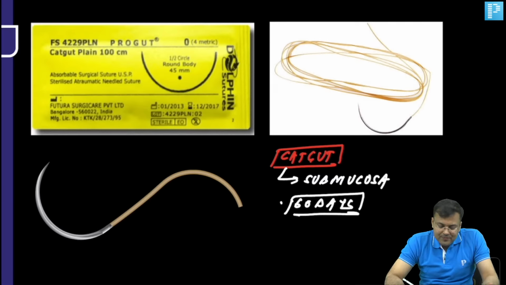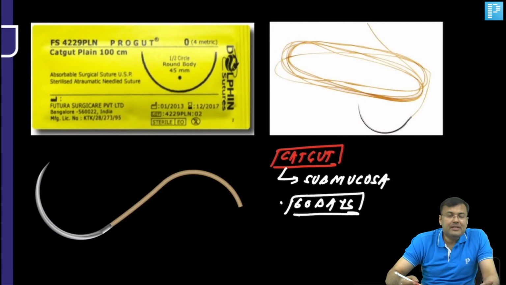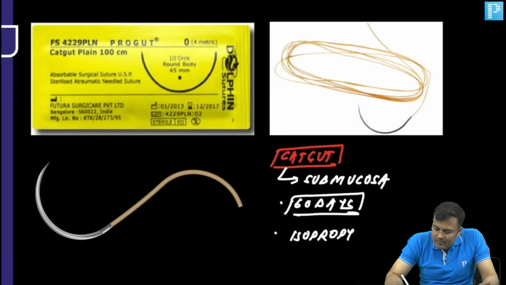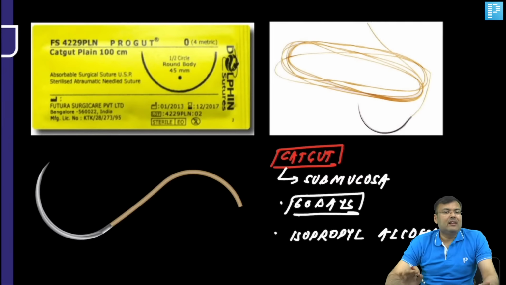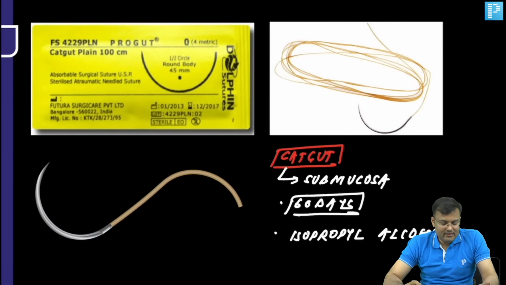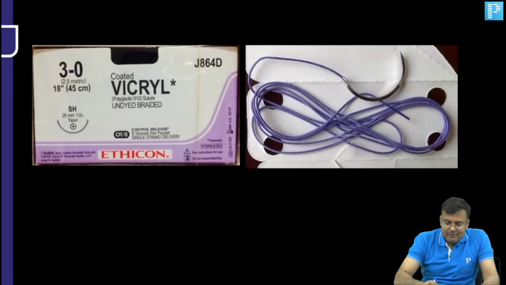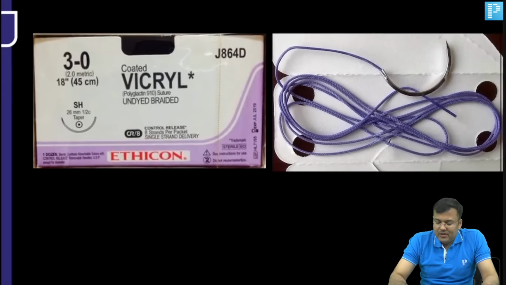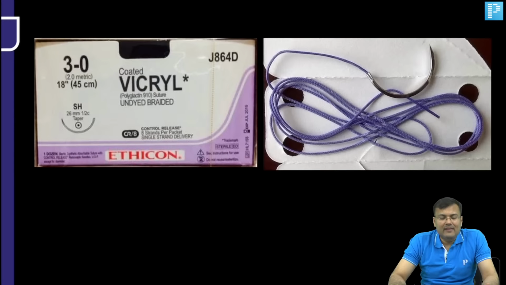Can you tell me what is the preservative used? Guys, tell me. Preservative used isopropyl alcohol. This is catgut. 60 days. Okay. After that, you can see this is Vicryl. What is the other name? Polyglactin. Vicryl is polyglactin.